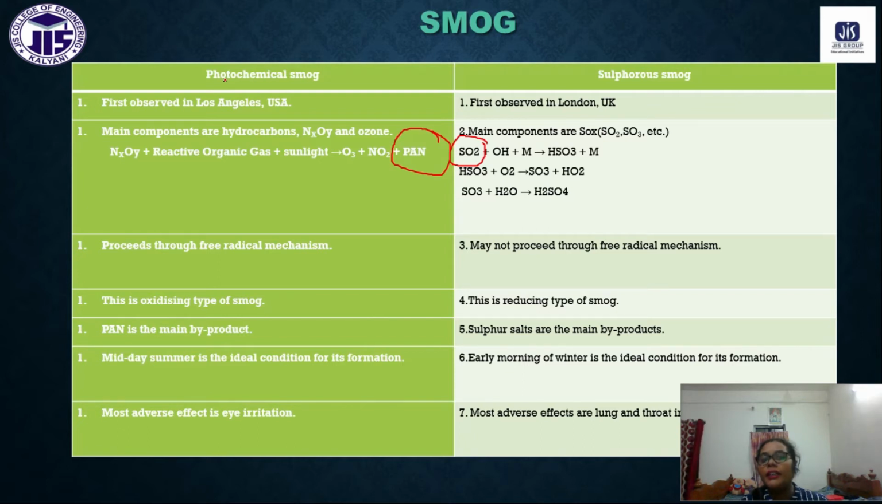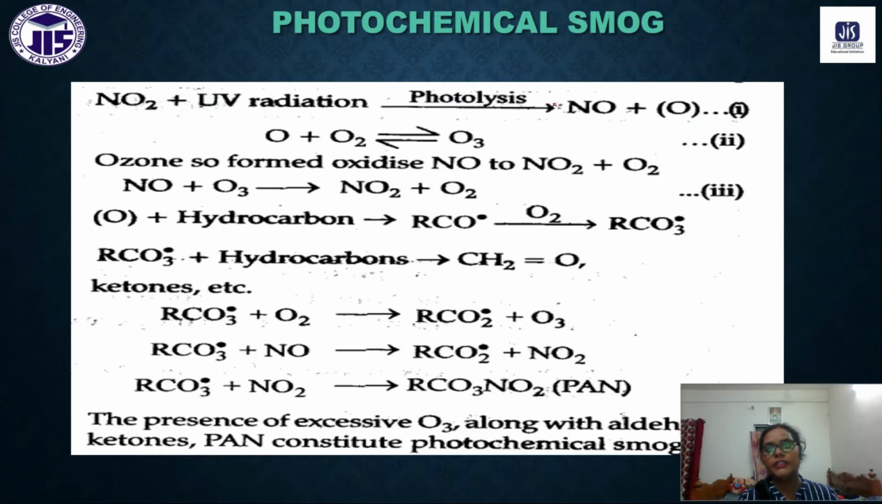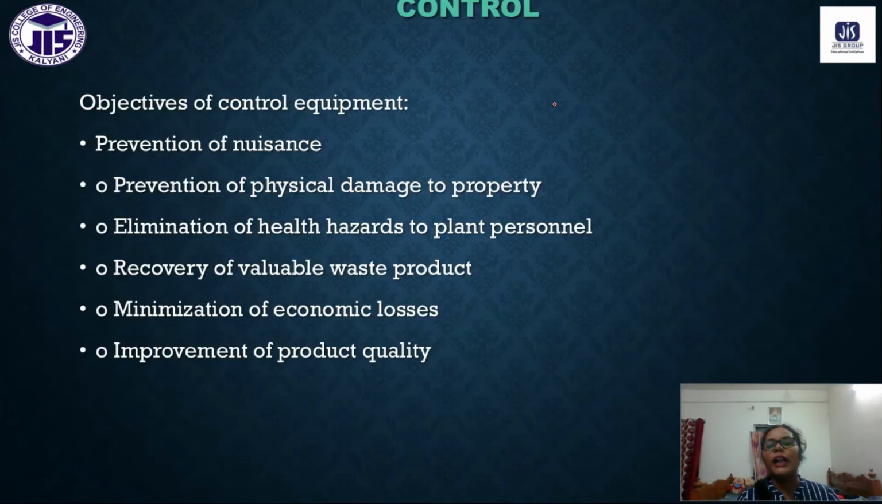Okay, so in photochemical smog, the reaction generally takes place in presence of light energy, and it proceeds through the free radical mechanism, whereas the other doesn't need any light energy. So photochemical smog is the oxidizing type of smog, and this is the reducing type of smog. So these are some of the differences between photochemical smog and sulfurous smog. Okay, these are the reactions involved with photochemical smog.